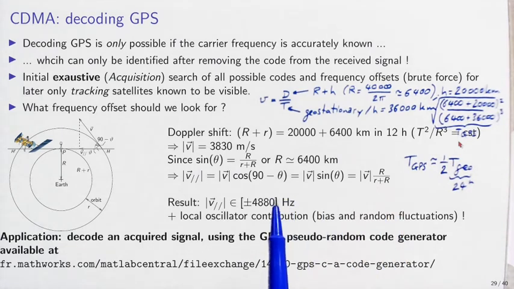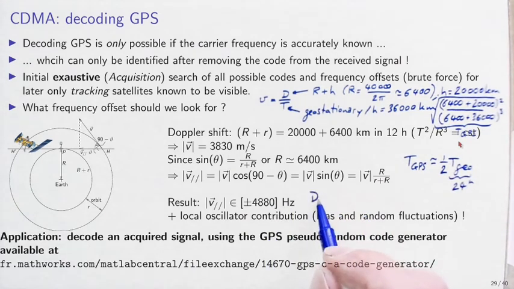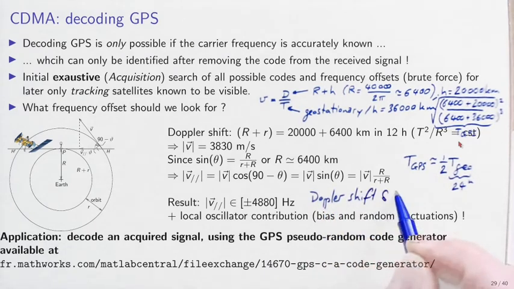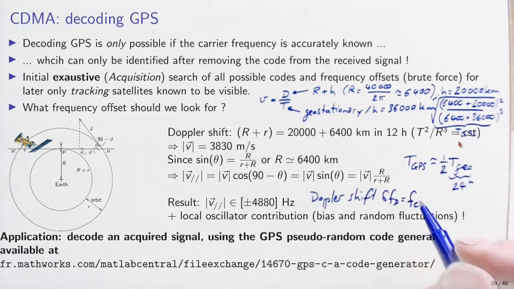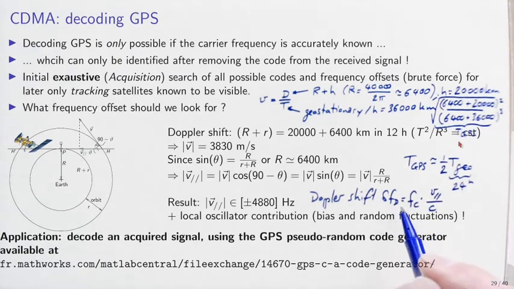If you do the calculation, you will find that the Doppler shift delta FD is equal to the carrier frequency, in our case 1.57 gigahertz, multiplied by the projected velocity divided by the speed of light. And if you do this calculation, you will find a Doppler shift of plus or minus 5,000 hertz, plus or minus 5 kilohertz.